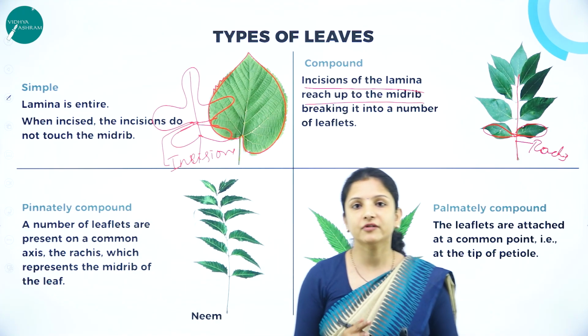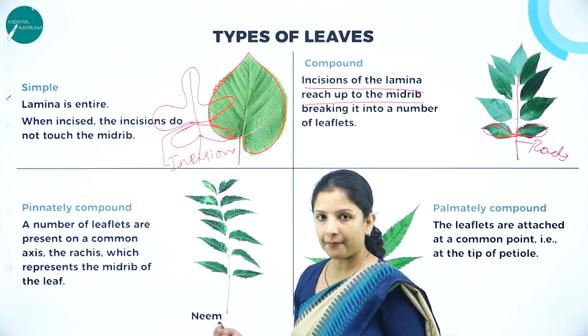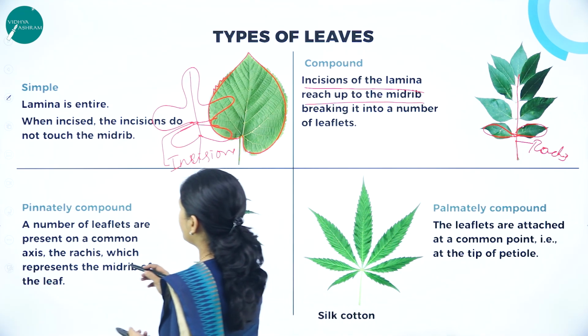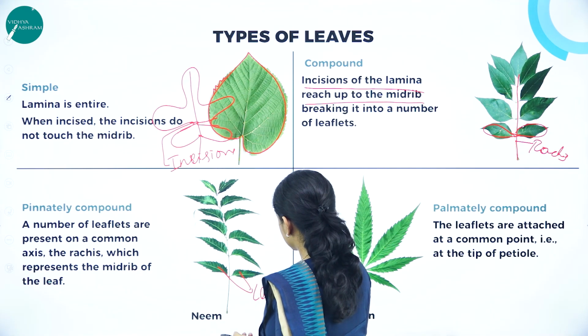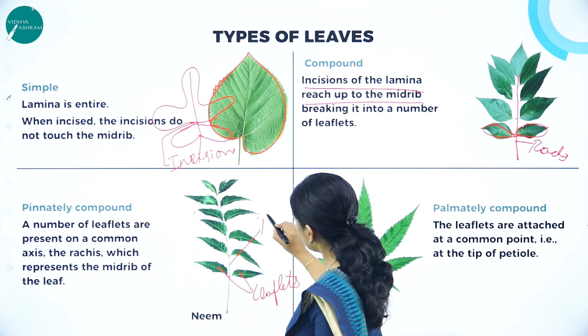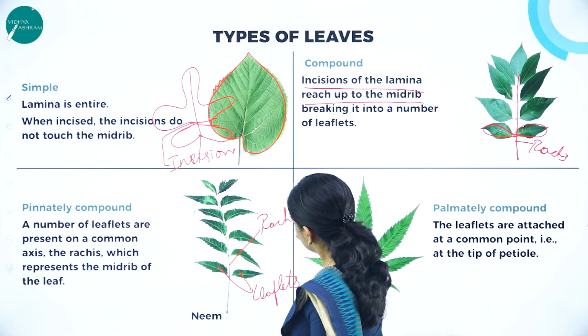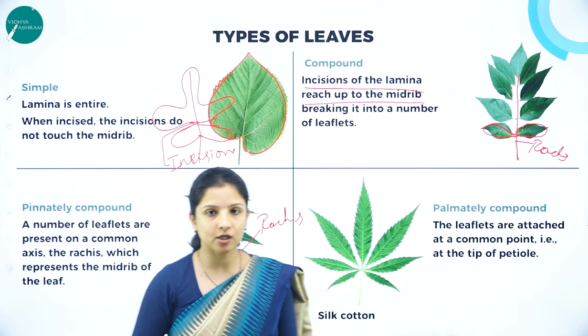Next, in compound leaf, there are two types of compound leaves, that is pinnately compound and palmately compound. In pinnately compound, a number of leaflets, all these are called the leaflets. So, a number of leaflets will develop on the main rachis. So, that is pinnately compound leaf.